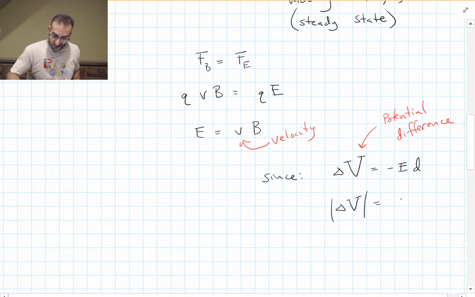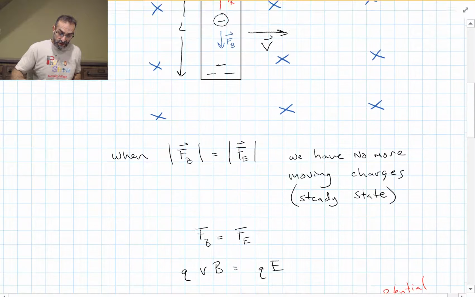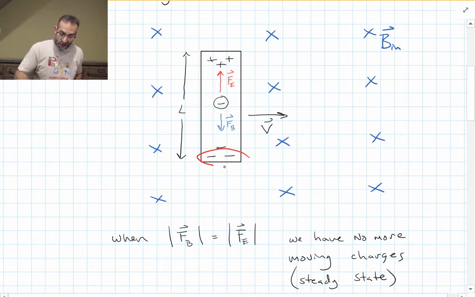Our potential difference is just the electric field multiplied by the distance. And what is the distance? The charges are building up at the lower end and at the upper end of our conductor. So the distance is L. We'll just call it the length of the conductor, L.